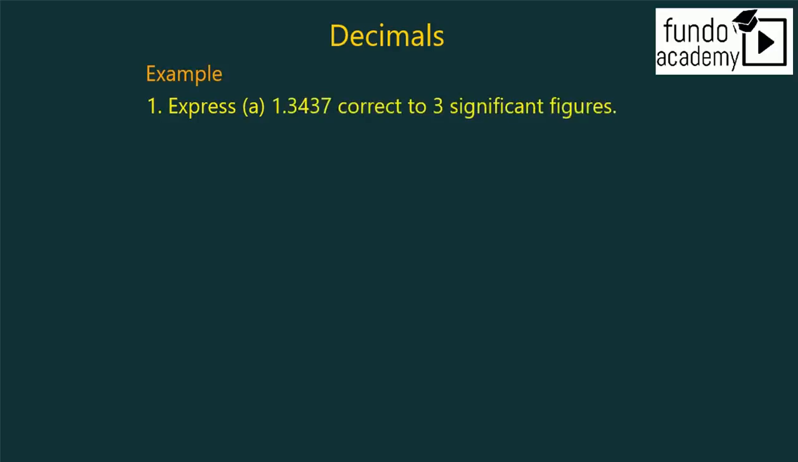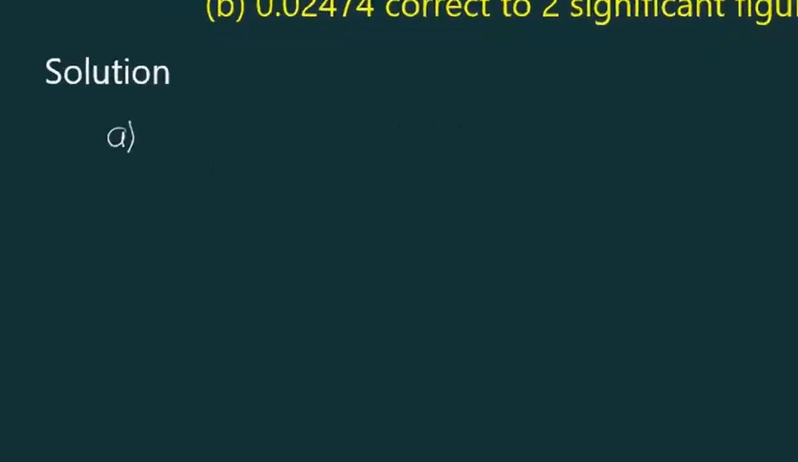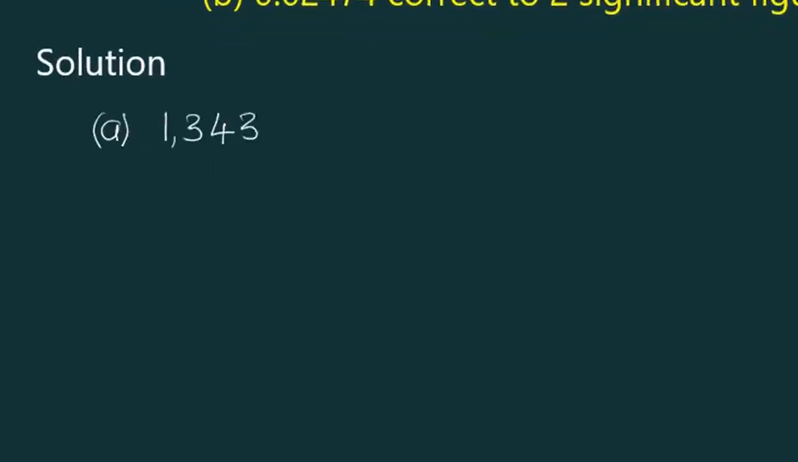Express, on part A, we've got 1.3437 correct to 3 significant figures, and on part B we've got 0.02474 correct to 2 significant figures. Alright, so this is how we do it. We're just going to be using this example to illustrate how we express a given decimal correct to a specified number of significant figures. So on part A we've got 1.3437, which needs to be rounded off to 3 significant figures.